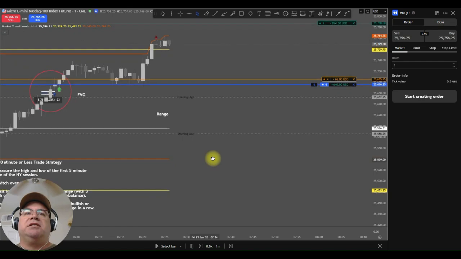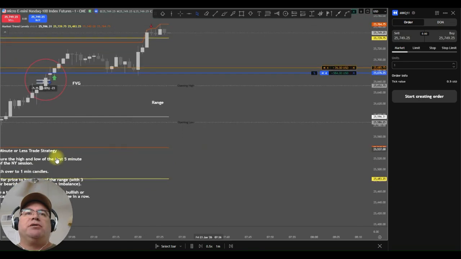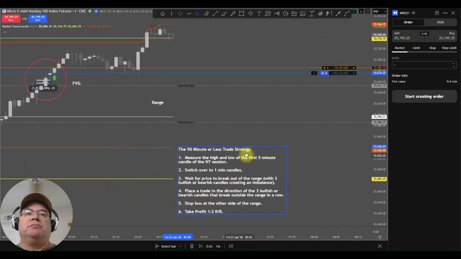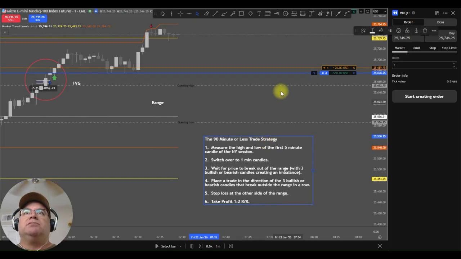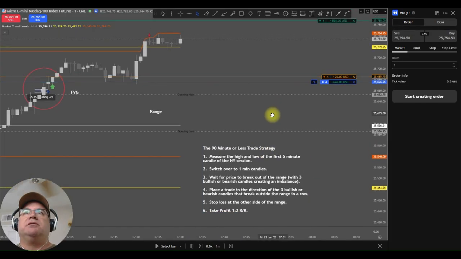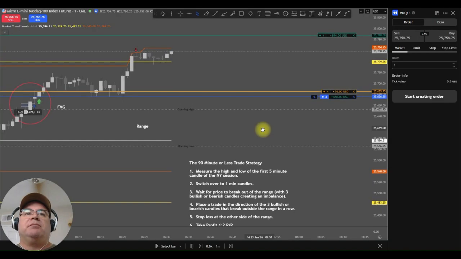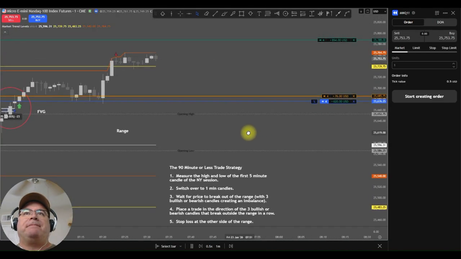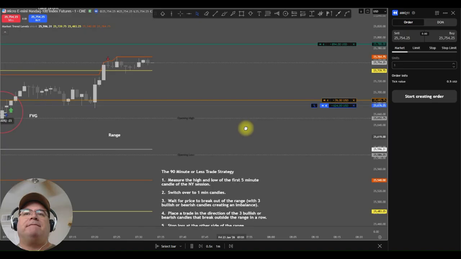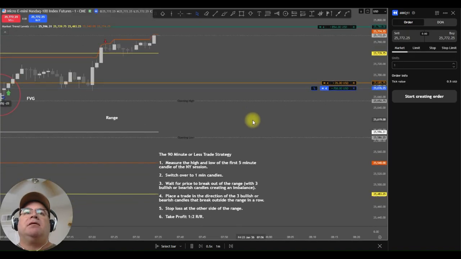This, folks, is a game changer in how to trade the New York Open. Okay, just letting things continue on up there. Let's see what happens. All right, getting closer.